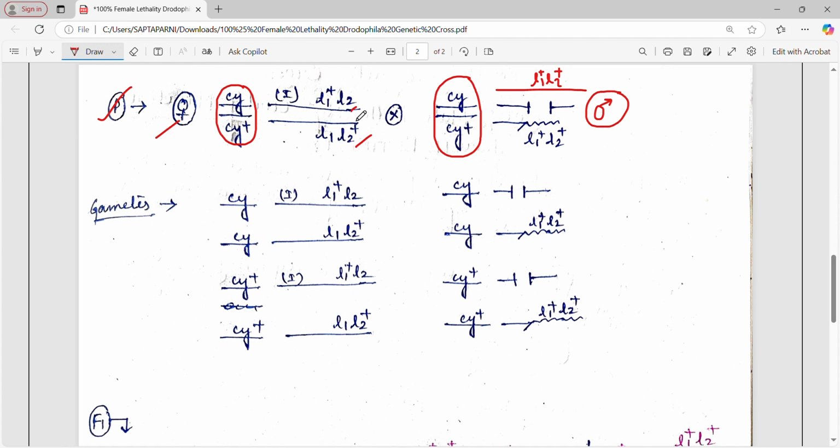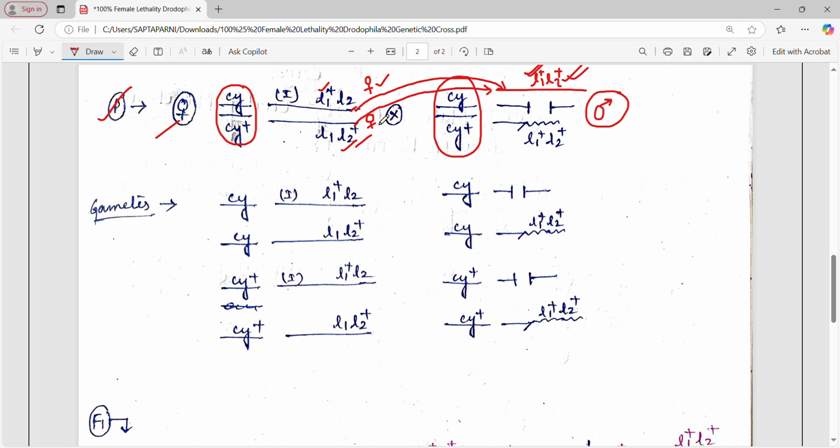See here, when this X chromosome is combined with the father's X chromosome, it will get the product of L1 plus from both the father's and mother's X chromosomes and the product of L2 plus from the father's X chromosome. So these female progeny will completely survive. Similarly, when this X chromosome of the mother combines with this X chromosome of the father, it will get the product of L2 plus from both father and mother and the product of L1 plus from the father's X chromosome. So these progeny will also completely survive.